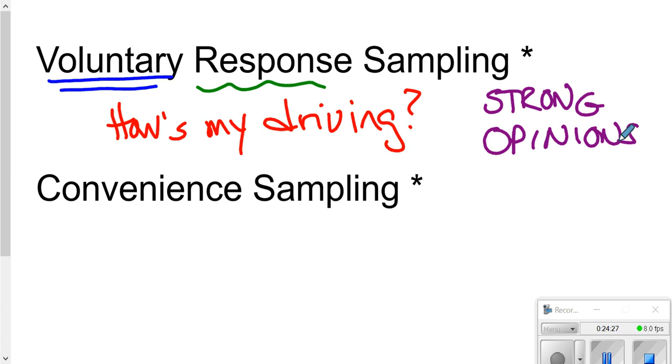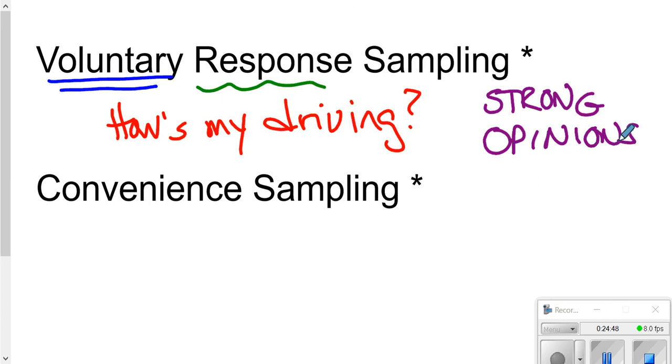Convenience sampling is what happens at the mall. If you remember walking around the mall, a lot of the times you see these people with clipboards. And if you're me, you avoid making eye contact and you walk faster, right? But the reason that those people exist in a mall is because they figured that's a place to get a lot of people, right?